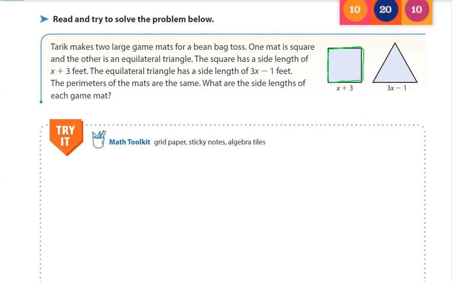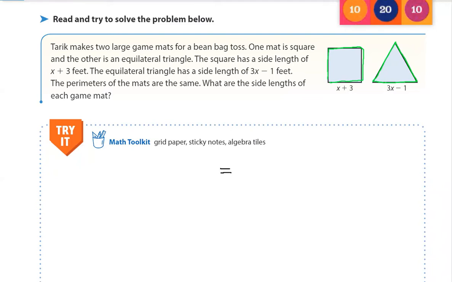There's an equilateral triangle as well. Remember, an equilateral triangle, equilateral, equal lines. So each of these is also the same. It's also 3x plus 1. All the sides are the same length on these shapes. The perimeters of the mats are the same. These two mats are going to be equal. What are the side lengths of each game mat?